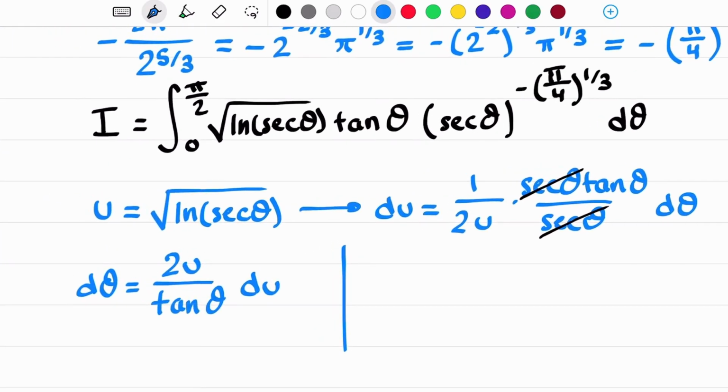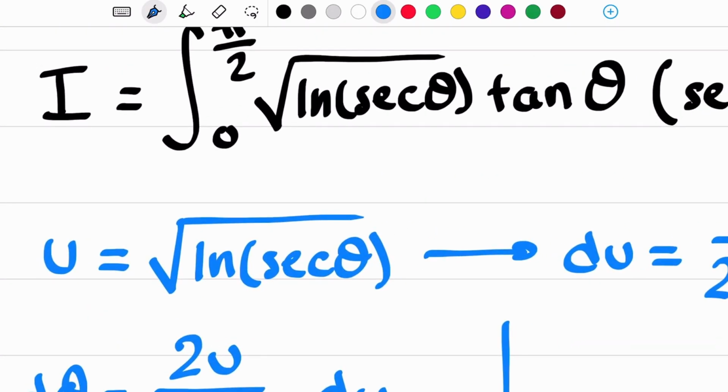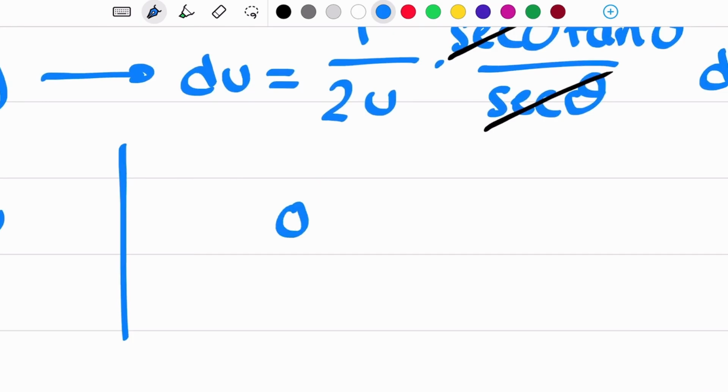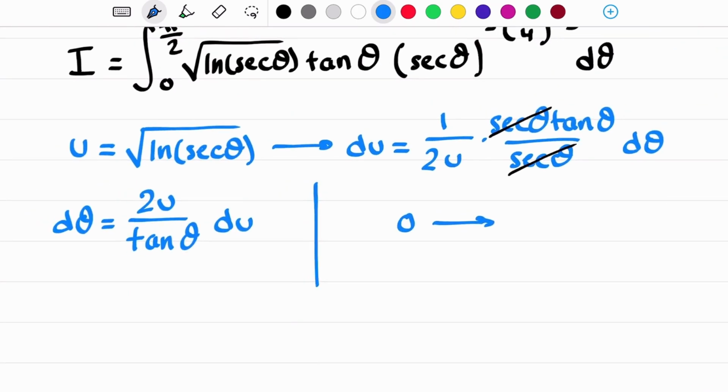So our bottom bound was for theta equals 0. Well, what is u going to equal when theta is 0? The square root of the natural log of secant of 0. Secant of 0 is 1 over cosine of 0. That whole term is 1. So we're really looking at the square root of the natural log of 1. The natural log of 1 is also 0. Square root of 0 is 0. So our bottom bound is still going to be 0.